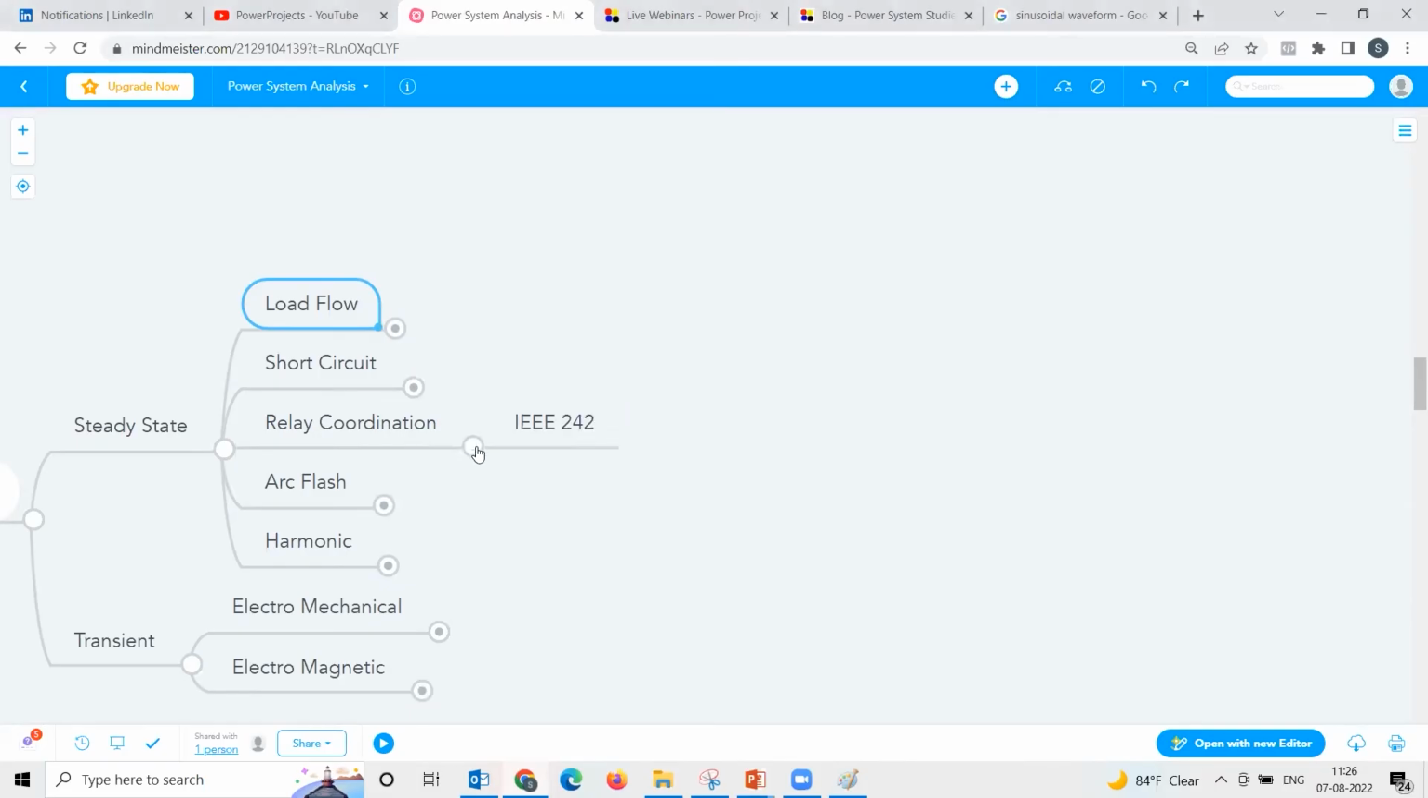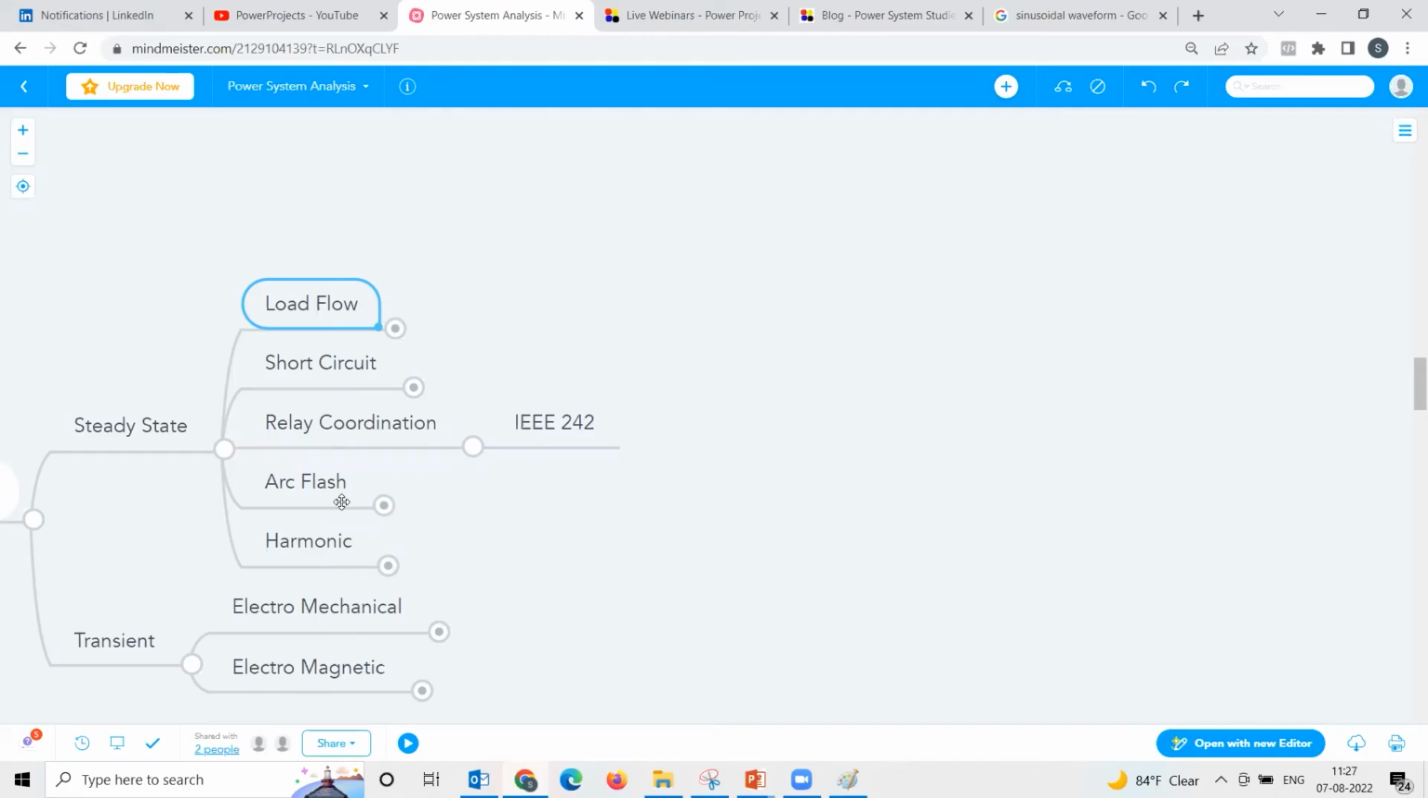Then coming to relay coordination, the standard is IEEE 242. For short circuit, the standard is IEC 60909. For load flow, you can follow maybe IEEE 399. Similarly, for arc flash, IEEE 1584. That's also a steady state analysis. When there is an arc, what's the arc current? That definitely changes with respect to time. But the arc flash study which we are doing is a steady state analysis, which means we are not really changing any of the parameters with respect to time.